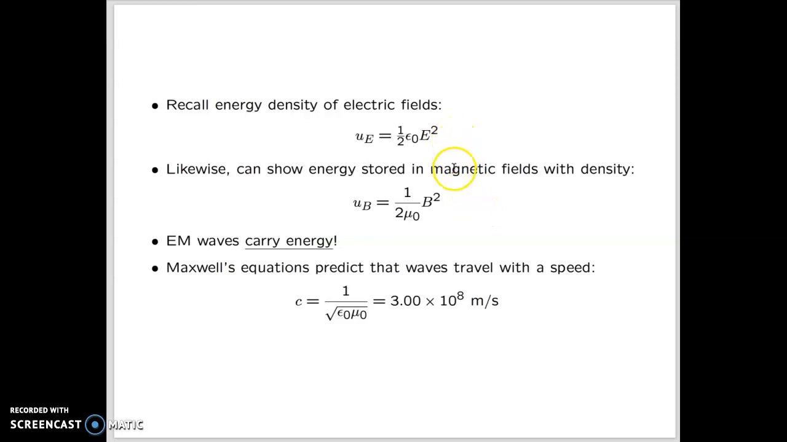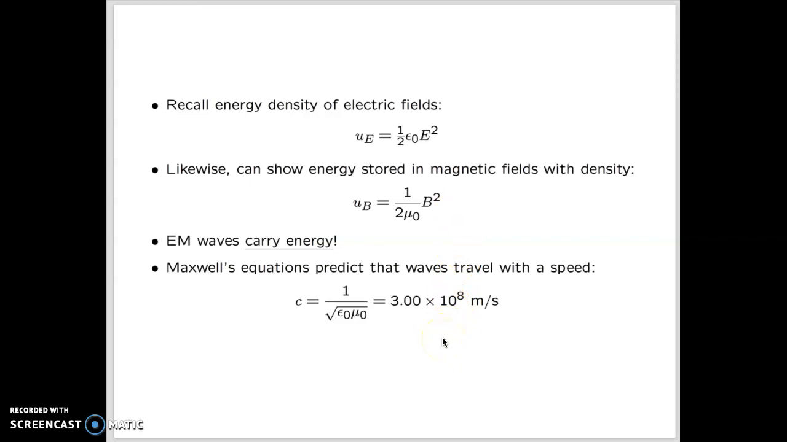Okay, and this is telling you something about the energy stored in an electromagnetic wave. We're not actually going to use these equations to do any problems with. We don't have time, but I just want to make that point. Electric and magnetic fields store energy. Energy, therefore, gets carried with an electromagnetic wave.